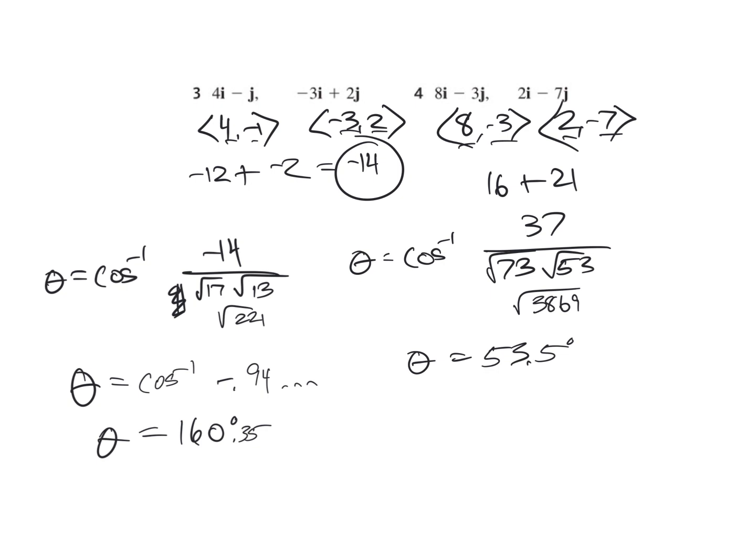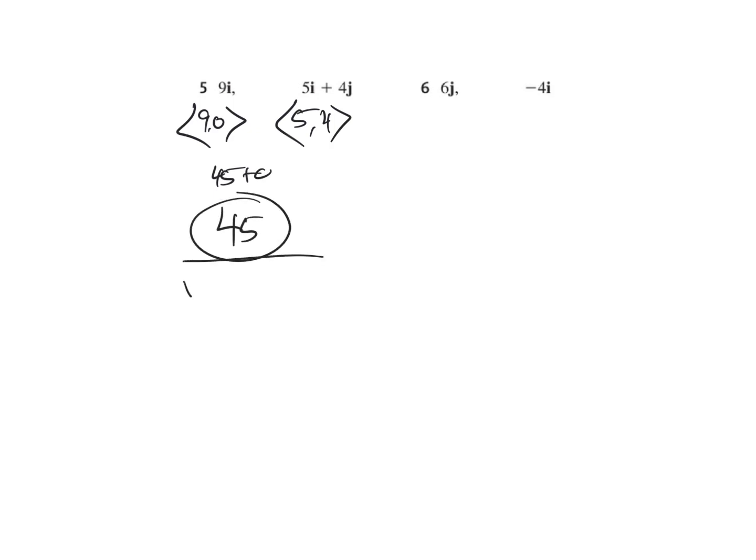All right, so we have our dot products and our angles between them. For i·j, this would be 90, and that's 5, 4. The dot product is 45 plus 0, or 45. We're going to divide that by the square root of 81 plus 0, which is 81, and 25 plus 16, which is 41. The square root of 81 is 9, so 9 times the square root of 41.